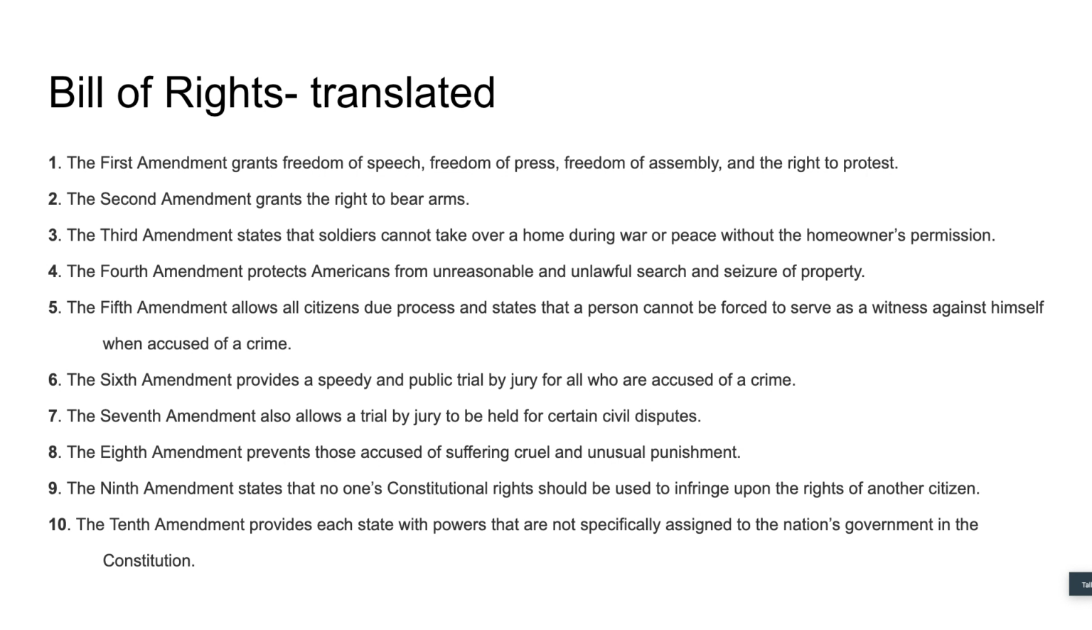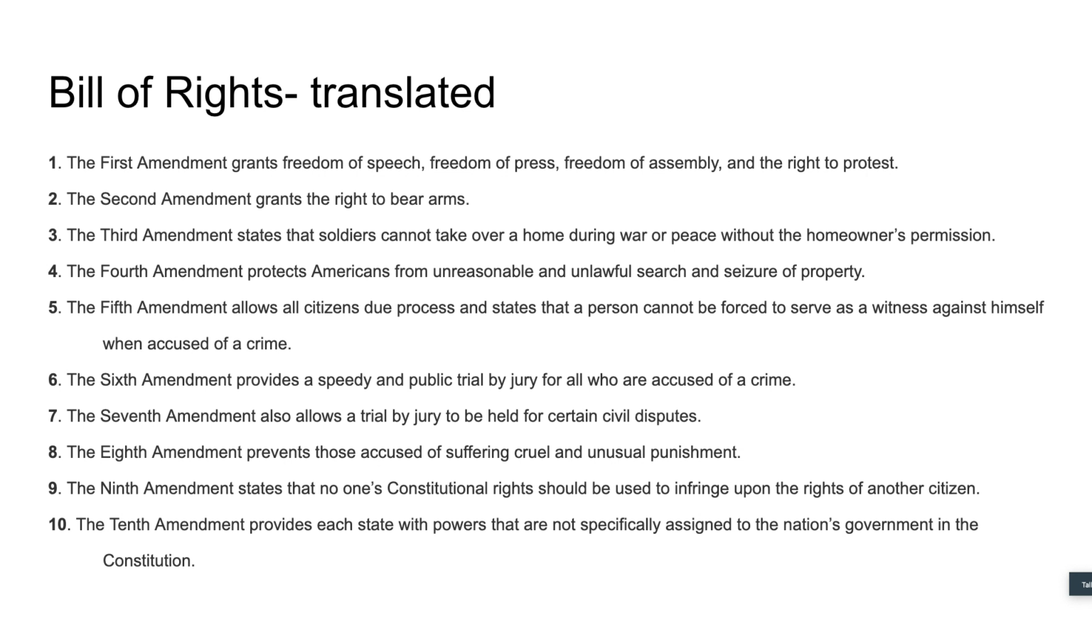Number 9, the Ninth Amendment states that no one's constitutional rights should be used to infringe upon the rights of another citizen. So that means that your own rights should not be allowed to break the rights of somebody else. So let's say, for example, freedom of speech. Yes, you have freedom of speech, but you shouldn't be using that freedom of speech to take away the rights of somebody else.